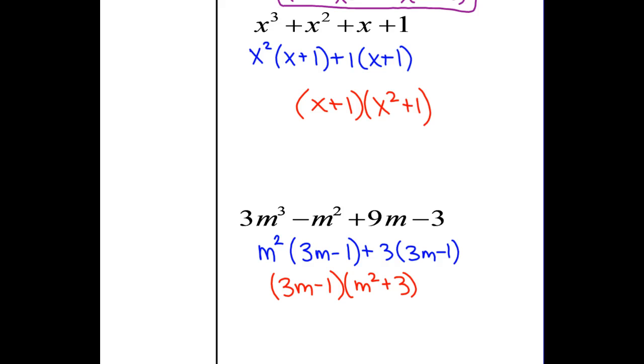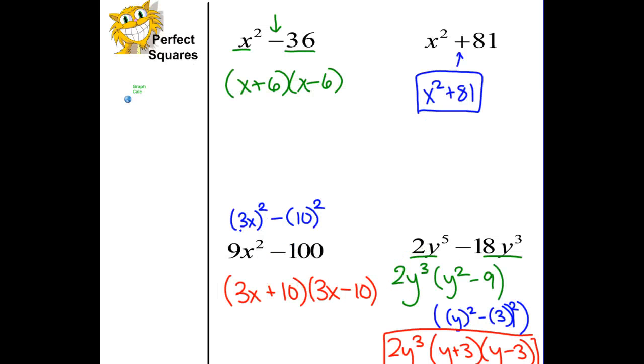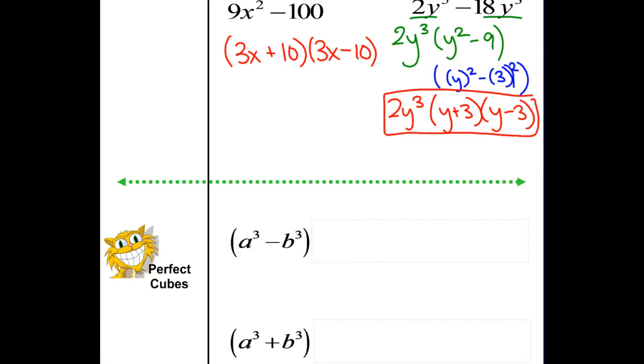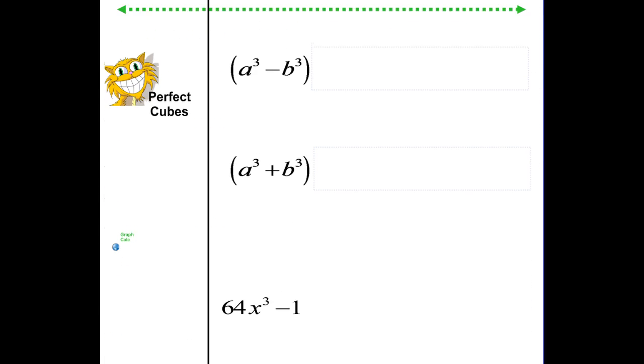All right, now that we've talked about the difference of squares and the sum of squares, which we can't simplify anymore, we're going to talk about perfect cubes. The difference and the sum of perfect cubes. So, the rule to know is we have a cubed minus b cubed, and what we can factor that into is the quantity a minus b, times the quantity a squared plus ab plus b squared.